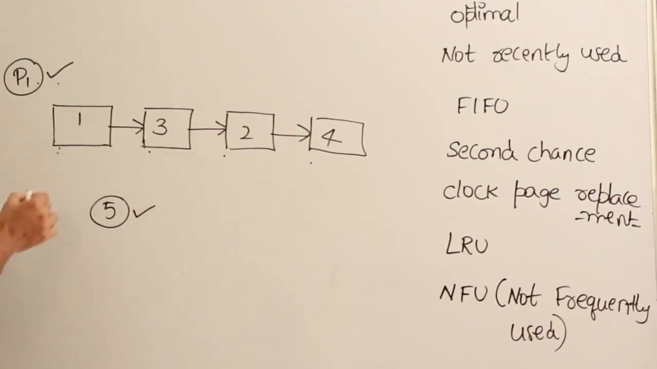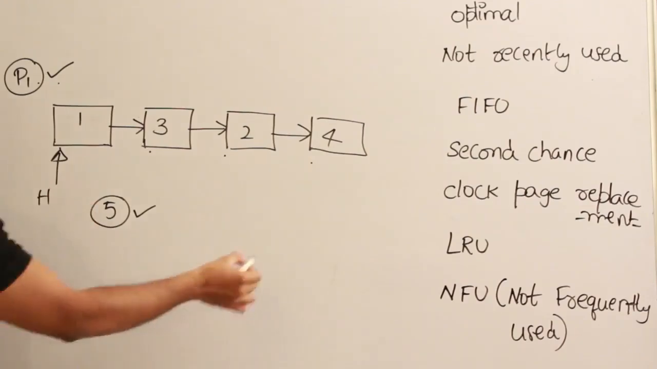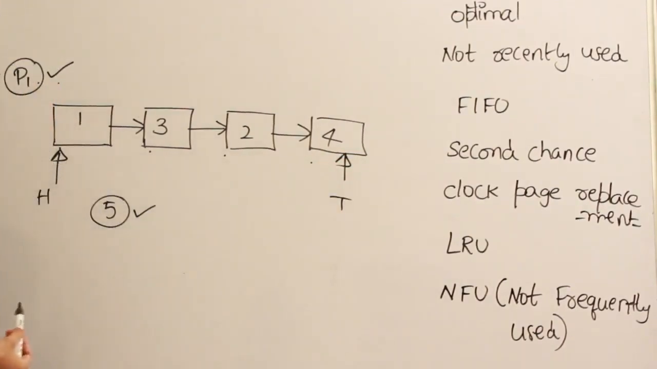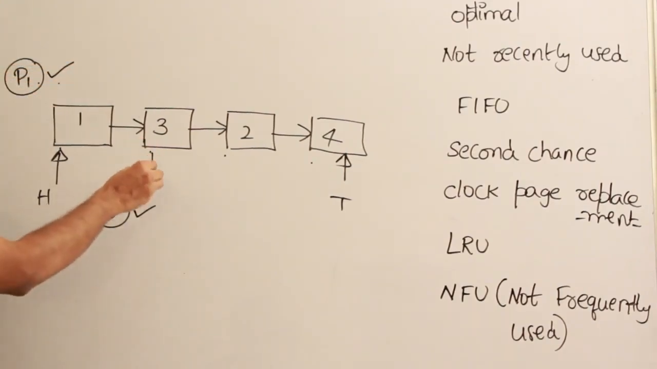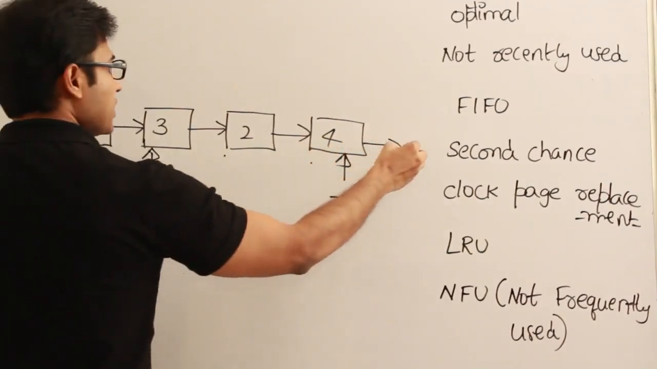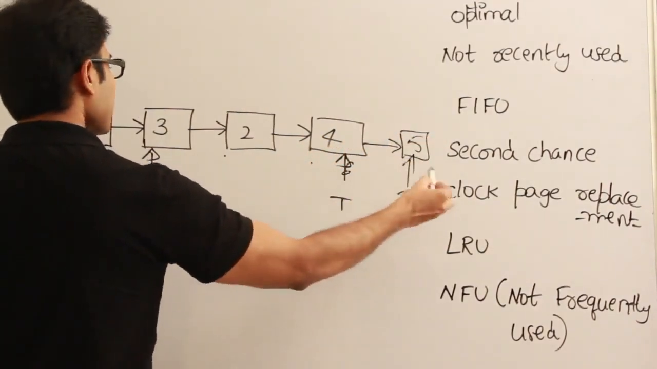Which one? That is why it maintains two pointers. One is the head pointer and the other is the tail pointer. Now it will try to replace the one which is at the head. The reason is the page at the head is the first one to have arrived, right? Therefore we increment the head and replace it, and the new one, 5, will be added to the tail here. Got it? That is how we keep it updated.